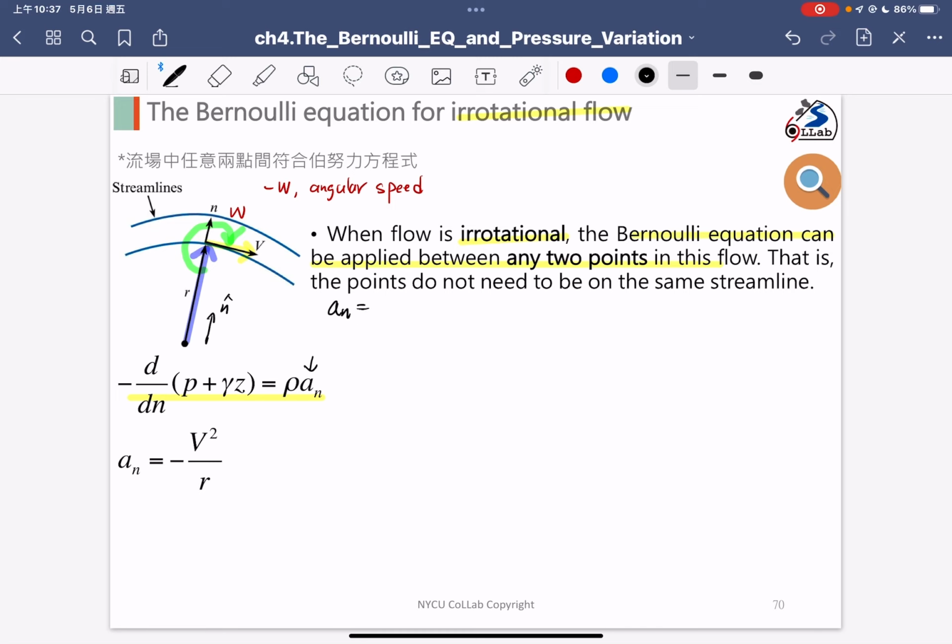In this chapter, I already told you the an, the acceleration along the normal component, is equal to minus velocity squared divided by r, right? And then I may decompose it: I take the velocity v outside, and inside I still have the minus v d divided by r. So I would like to prove the Bernoulli equation under these flow conditions.